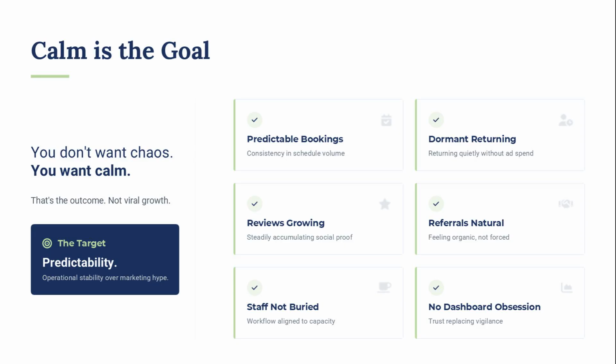Because operational stability is what allows everything else to work. And that matters, because calm is not just an emotional state. It's a business state, a structural state, a signal that patient flow is being protected consistently enough that the practice no longer feels like it's being run week to week. That is what mature infrastructure creates.